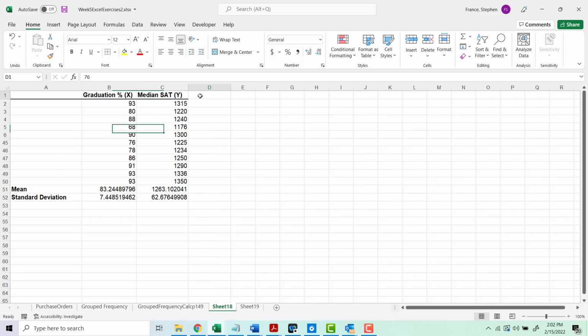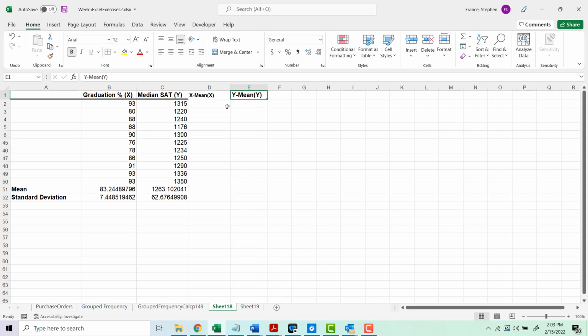Okay, so now what we're going to calculate is X minus mean X. Now, in fact, what I was thinking about doing is X minus mean X and then squaring it and calculating the standard deviation for X manually, but that's a lot of extra work, so I think we'll just stick with the book. And we have Y minus mean for the Y. So we're basically mean centering these variables.